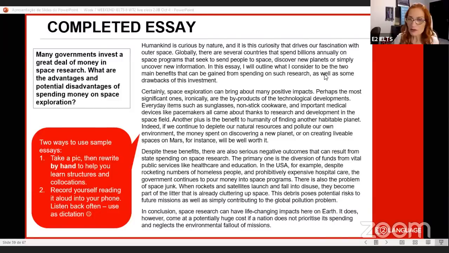So how many points will I lose for underwriting? It's not very clear how many points, but definitely you will probably not achieve a 7 if you underwrite, okay? Most likely you won't be able to achieve a 7 if you write less than 250.